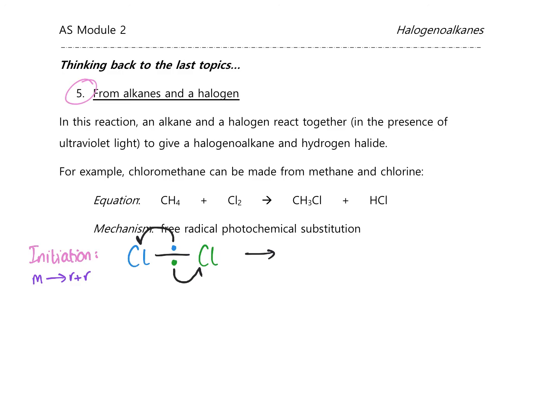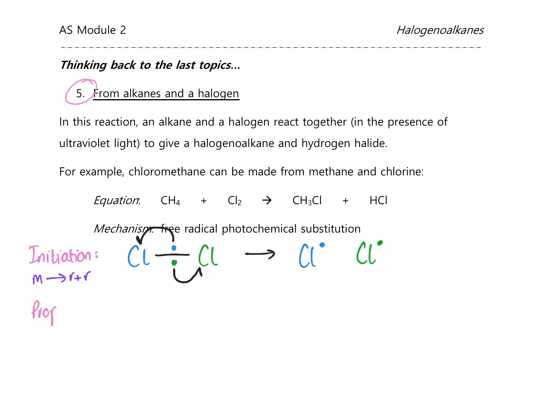That blue electron will then move over here, and what we'll produce as a result are 2 chlorine radicals. Remember, a radical is just a particle with an unpaired electron, and therefore it is very, very reactive because it wants to react and essentially get another electron to complete that pair. So that's the initiation step. We need that step in order for the reaction to get started.